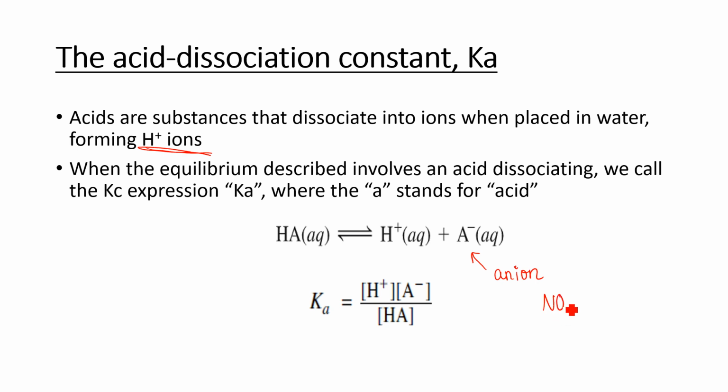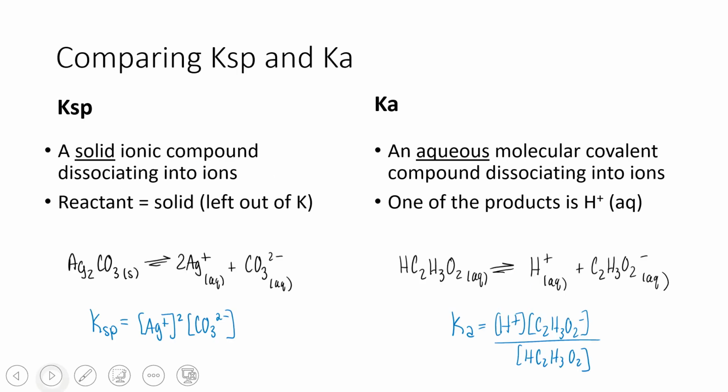So the anion could be nitrate. It could be a monoatomic anion, such as fluoride. It could be something more complicated, like C2H3O2. So it's just some sort of anion, monoatomic or polyatomic. Okay, so that's in general what your acids are going to do.